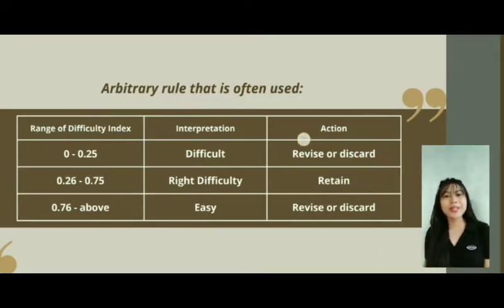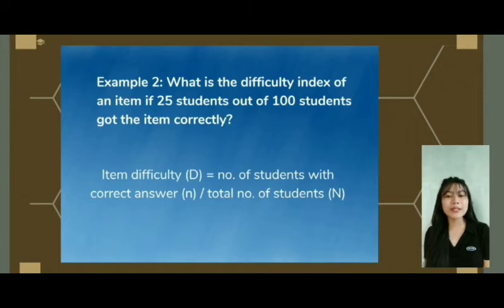Okay, now to test if you really understood the discussion about item analysis, focusing on item index, determining its item index, let's answer this question. What is the difficulty index of an item if 25 students out of 100 students got the item correctly? Remember our formula: item index is equivalent to the number of students who got the correct answer divided by the total number of students. If your answer is 0.25 or 25%, then you really understand the discussion.